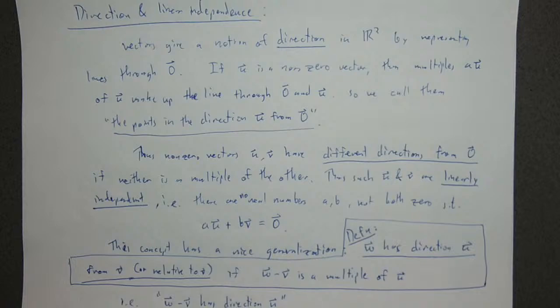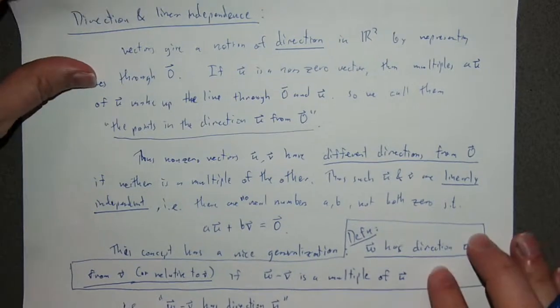Okay, so w minus v has direction u is another thing that we'll say here. So the question is, what is going on here? It might help to actually draw some pictures in a second. Another thing that follows immediately from this: we call two vectors parallel if they have the same direction. So what does that mean?